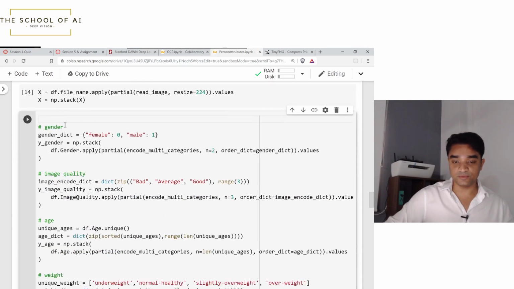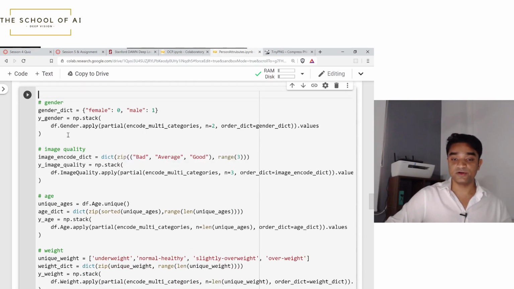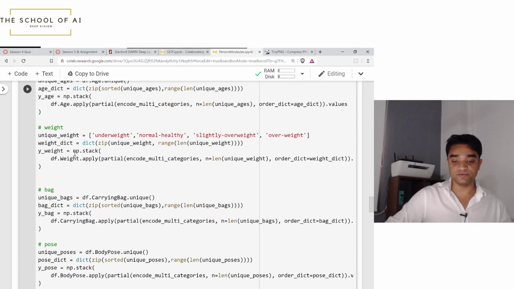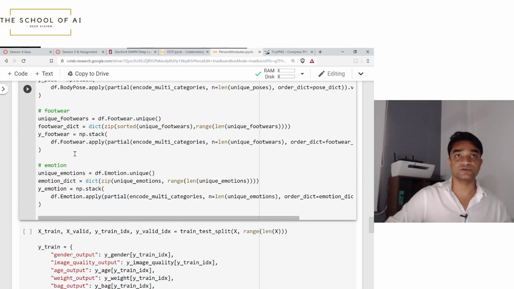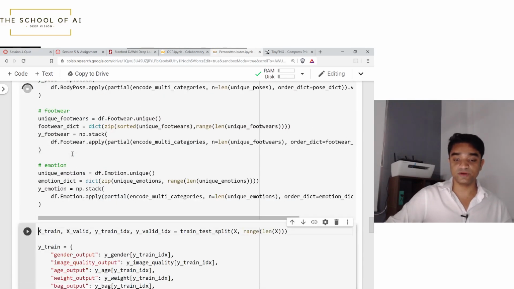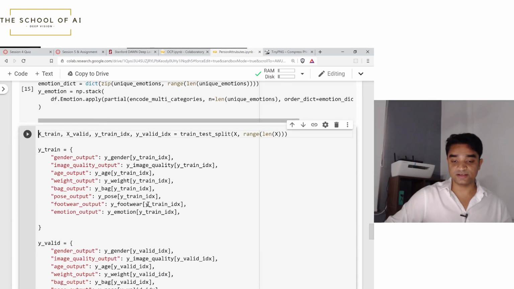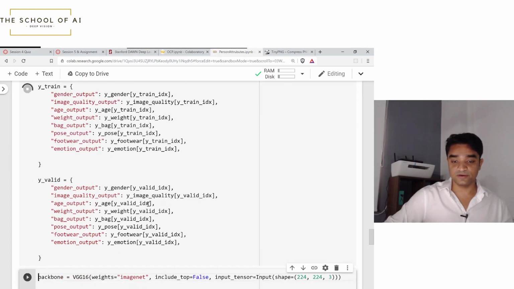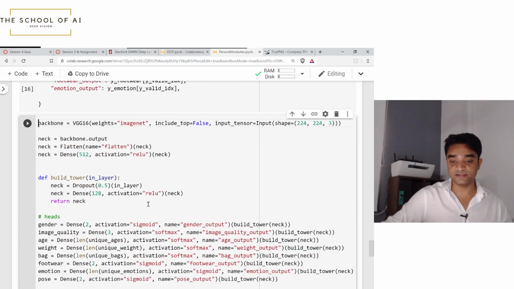Okay, you're not going to do all the classes. As the data comes in, maybe I'll add more classes. Right now, from that data set which you have made, you're doing gender, image quality, age, weight, bag, pose, footwear, and emotions. So these are 8 classes which you're going to be doing. If I see the data quality is good for other classes also, I'll include them as well. So I just define that, and right now I'm defining my X-train, Y-train, same thing as we do.